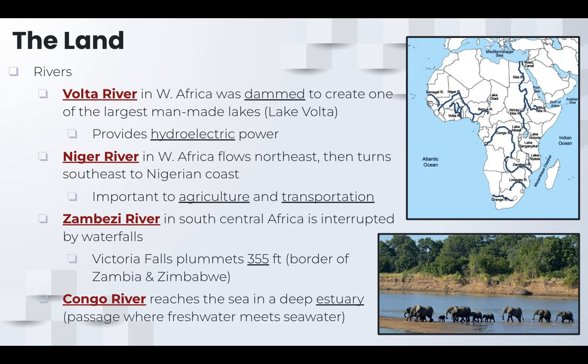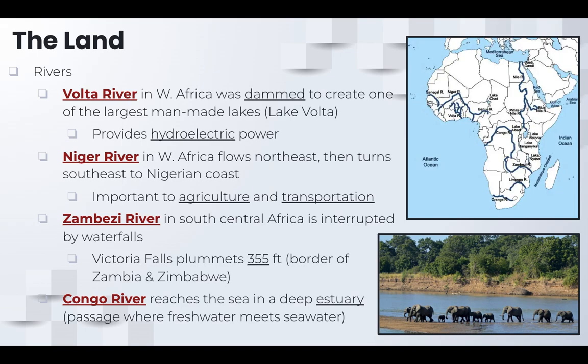Then you have the Zambezi River. This is in South Central Africa, and I don't think this one is... Oh, there it is. It is right there. So Zambezi River. And that is interrupted by waterfalls. So, like we saw in that picture before, there's mountains that kind of go through there. And then one of the waterfalls is called Victoria Falls, and that plummets 355 feet. So that sits right on the border of Zambia and Zimbabwe.